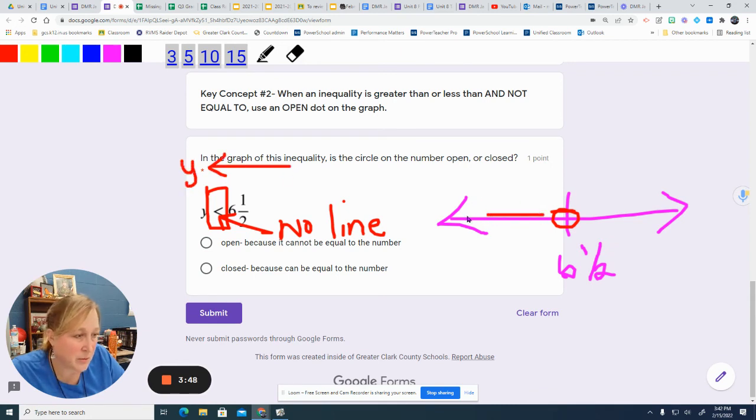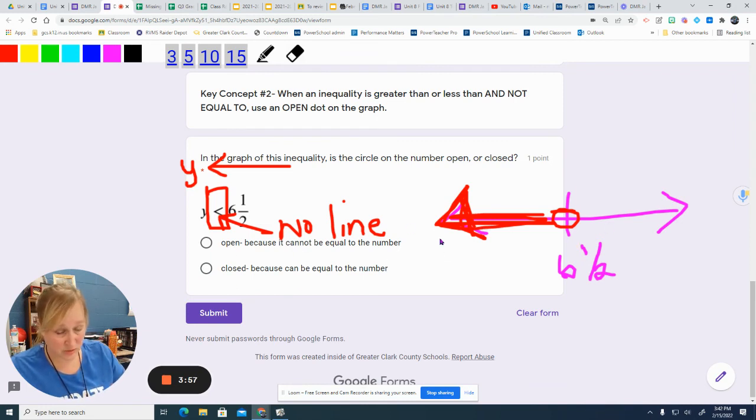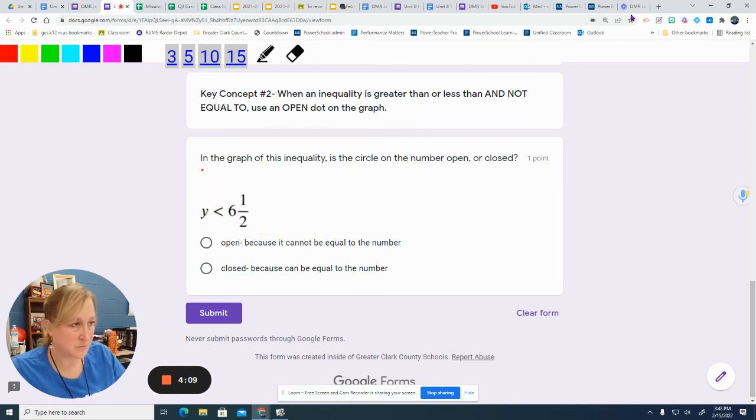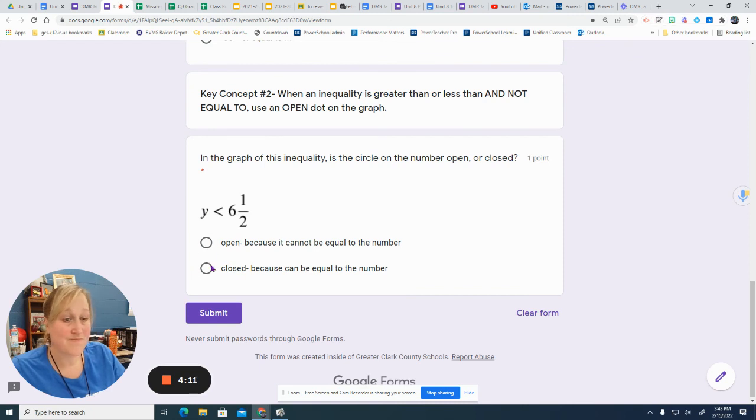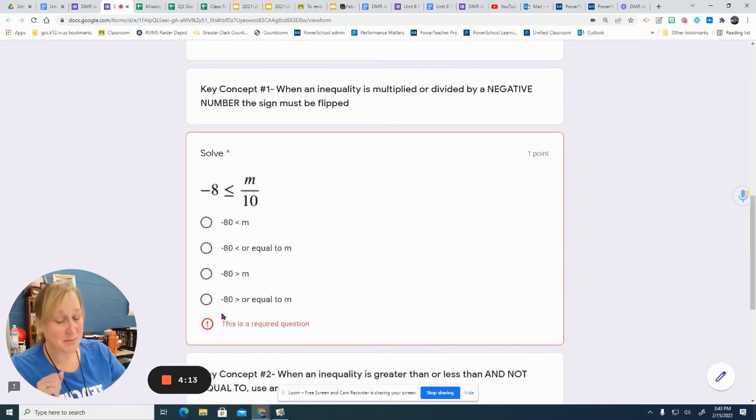So my arrow, if you're at school or if you're doing those on paper, it is important that you know more than just closed or open. You need to know which way they go. So let's see. I need to push the right button. That's the button. It is open. Open. Hit submit. Make sure I'm right.